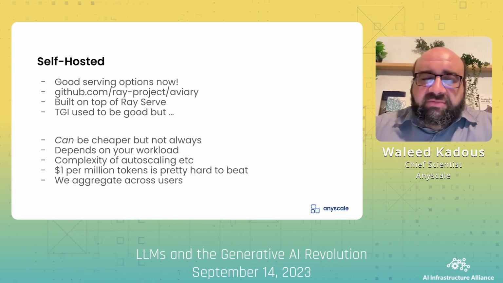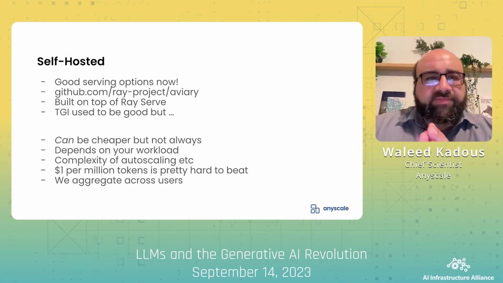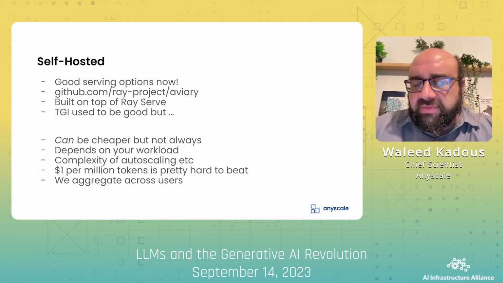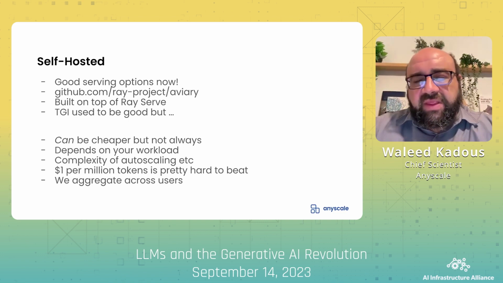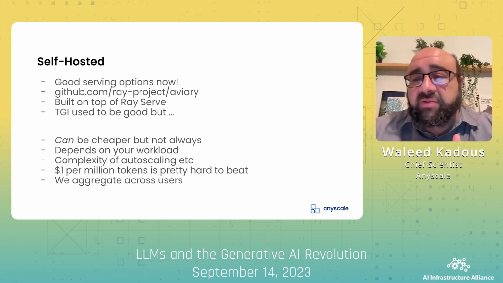So the third option, we've talked about commercial hosting and also OSS hosting. Now the final option is hosting it yourself. And the good news is that you can do it yourself. So we have an offering called Aviary. There used to be a few more options here, in particular one from a company called Hugging Face called Text Generation Inference, but they just closed the source on that. It can be cheaper, but realize that there's an advantage to sharing resources with other people around the world.